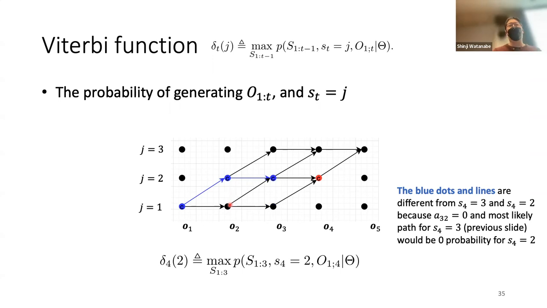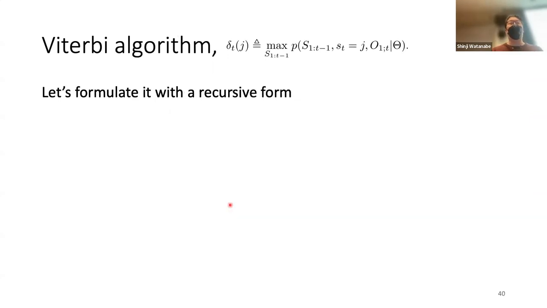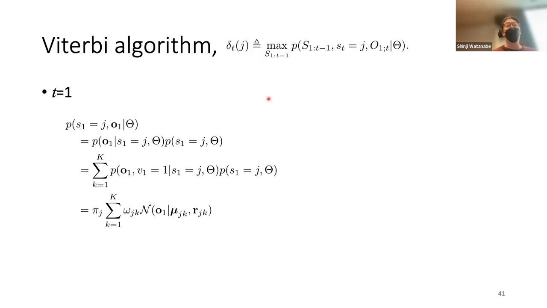Okay, so let's formulate the Viterbi algorithm. It is similar to the forward or backward algorithm. It is also solved recursively. To solve recursively means that we first consider the case of t equals 1, and then extend it to the other cases by solving the recursive equation. So first consider the t equals 1 case and define delta by substituting t equals 1 into this definition.